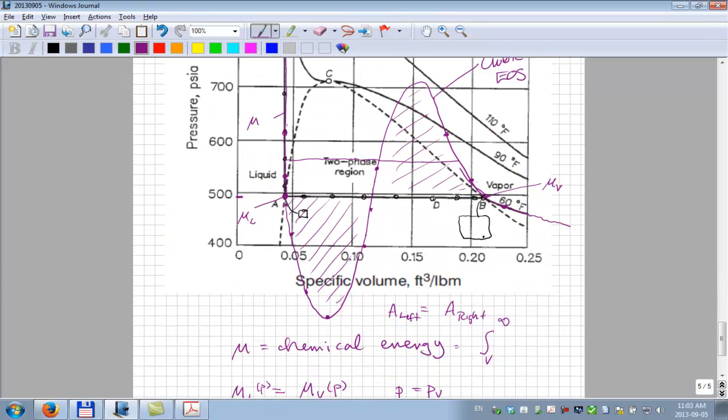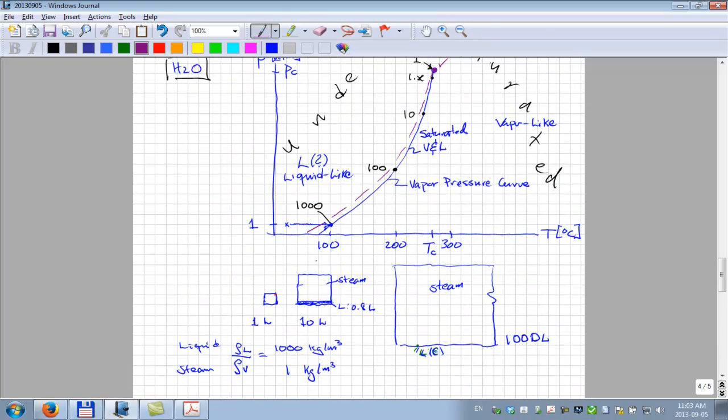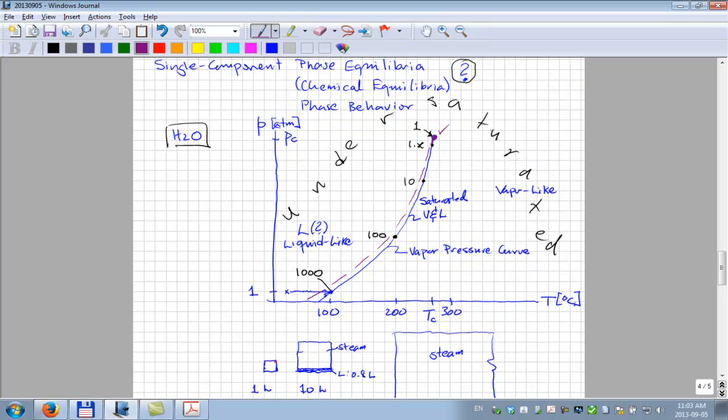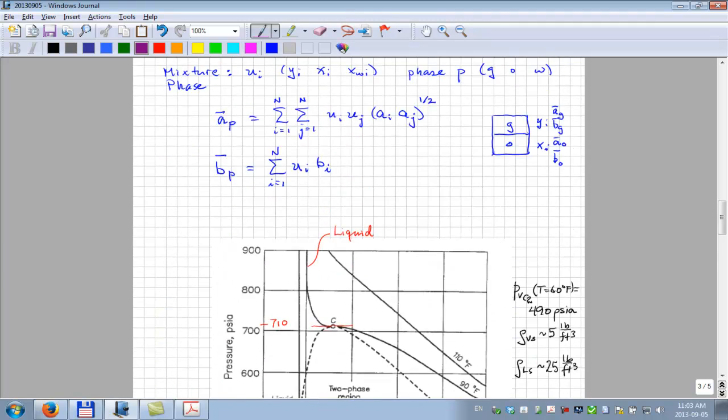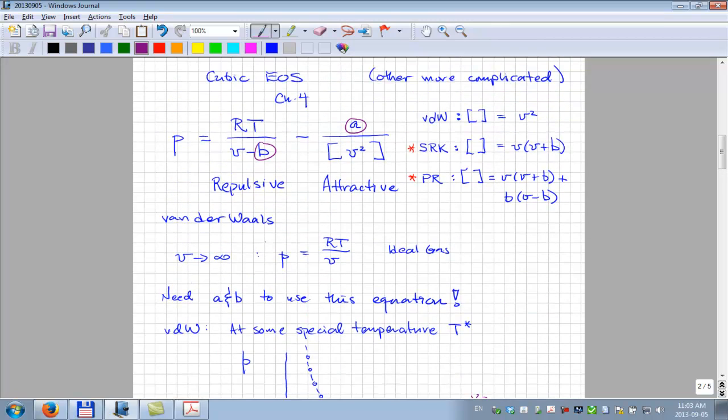So this is just an example of how you're able to use the equation of state to define where you have a saturated phase condition and where you have an undersaturated phase condition. It allows you to calculate the chemical energy that we need for our mixtures, and it does it all from that simple original equation of state given here. And all you need to know for each component is the A and the B, and to get the A and the B you need the TC and the PC for each component.